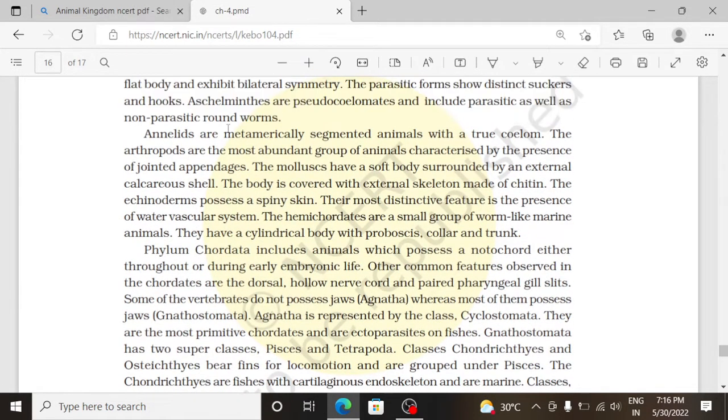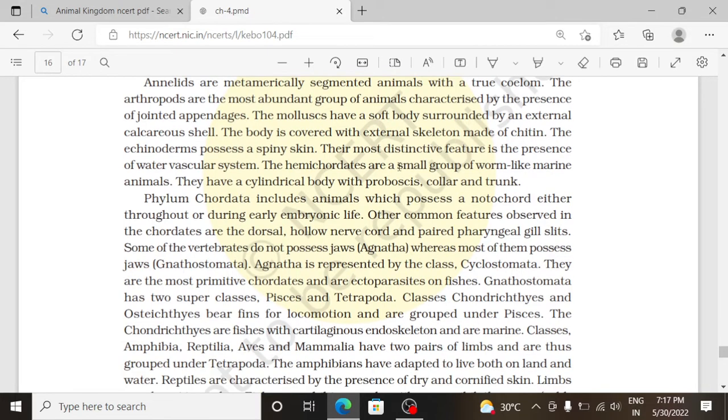Annelids are metamerically segmented animals with a true coelom. The arthropods are the most abundant group of animals characterized by the presence of jointed appendages. The molluscs have a soft body surrounded by an external calcareous shell. The body is covered with external skeleton made of chitin. The echinoderms possess a spiny skin. Their most distinctive feature is presence of water vascular system.